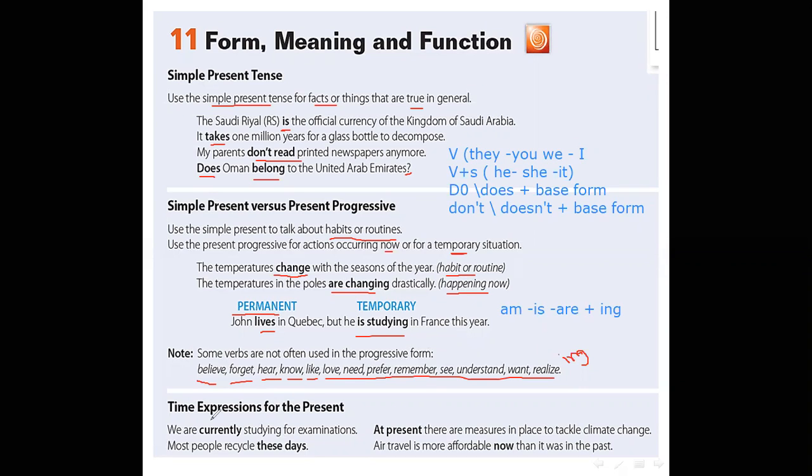What about the time expressions for the present? Like currently, these days, at present, now. For example, we are currently studying for examinations. Most people recycle these days. At present, there are measures in place to tackle climate change. Air travel is more affordable now than it was in the past.